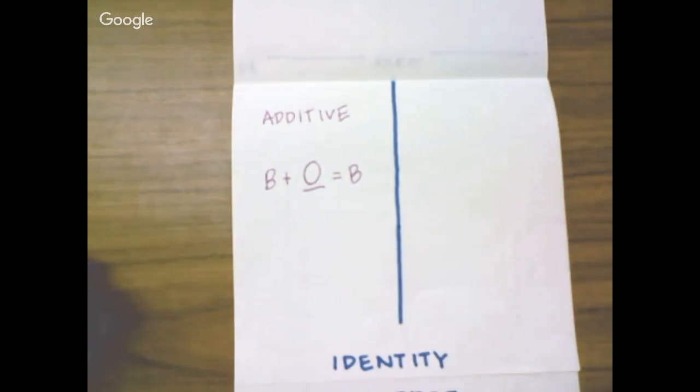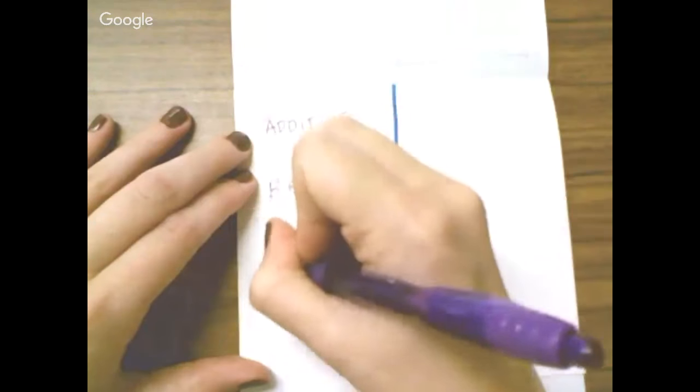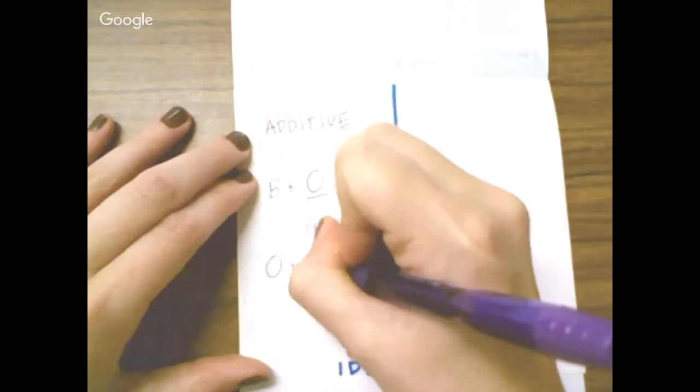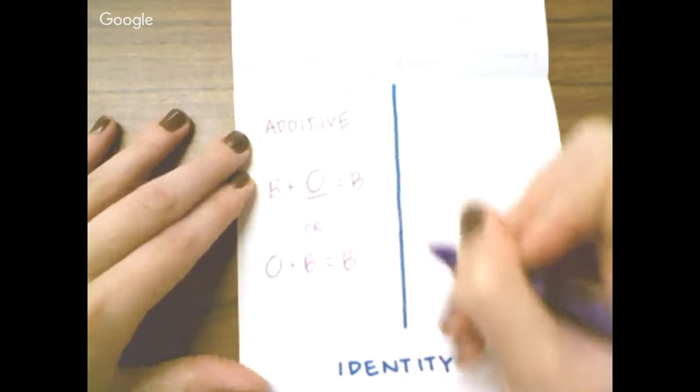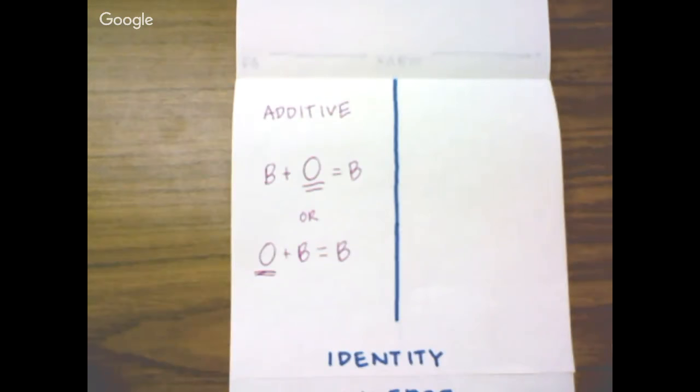This is called the identity. So in addition, that is 0. If I take anything plus 0, that remains that same thing. Because of the commutative property, I can also do 0 plus whatever number, and that'll still equal that number. So 0 is my additive identity.